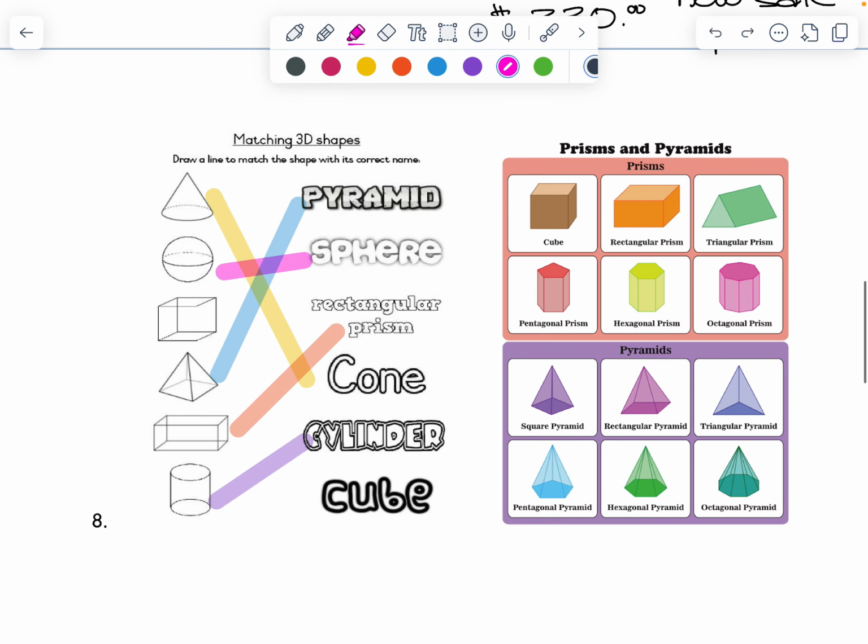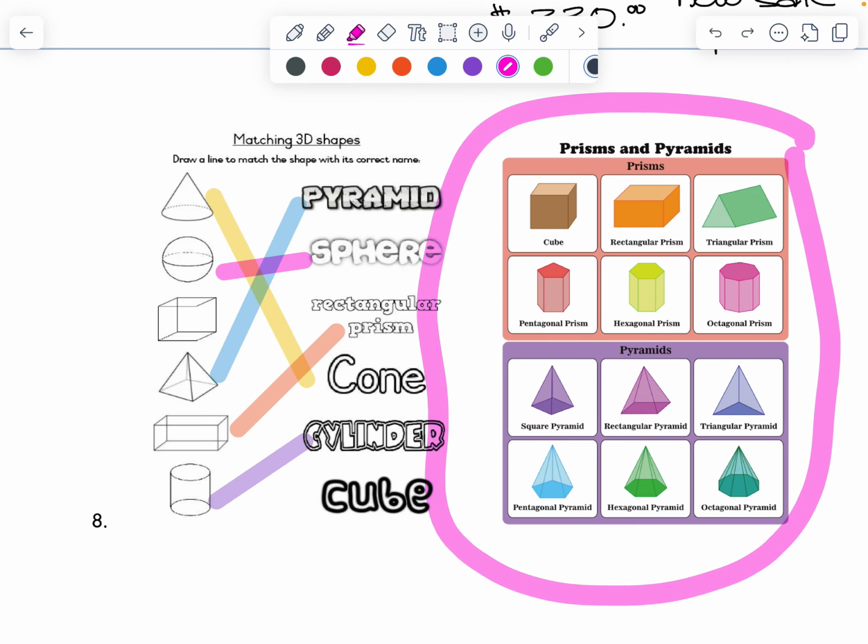All right, and then look over here. Study these some more. A lot of people missed this one, I'm going to show you. They called this one a pyramid. No, it's not. Don't mess that one up, okay? All right, study these two. They were tricky on the test.